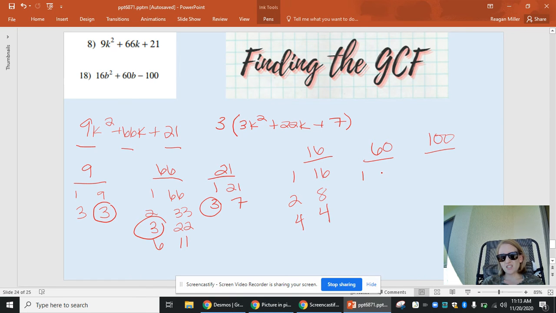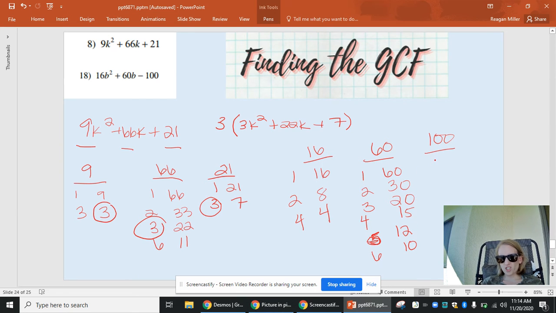And for 60, 60 is a lot. 1 and 60, 2 and 30, 3 and 20, 4 and 15, 5. Ooh, that's an ugly 5, isn't it? 5 and 12, 6 and 10, 7 doesn't divide, 8 doesn't divide, 9 doesn't divide evenly, and then we're back at 10. So I believe that's all of them.